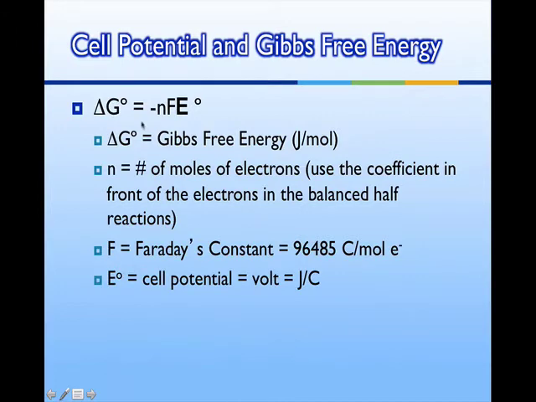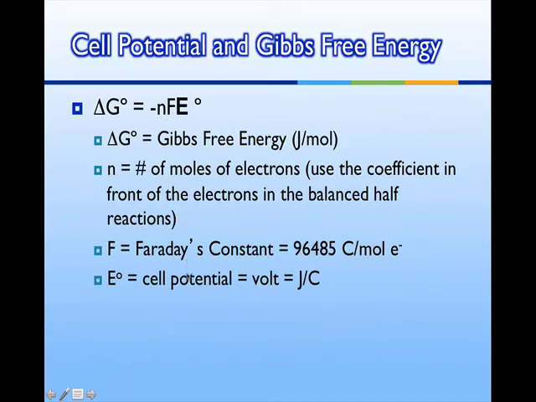So, Gibbs free energy is equal to negative nFE, and n is the number of moles of electrons. What you're going to do is look at the different balanced half reactions, and say there were 2 electrons in those half reactions. That's what will go here, the number 2. Or say there was only 1 electron when you were balancing out those half reactions, then a number 1 would go there. That's how you determine what n is.